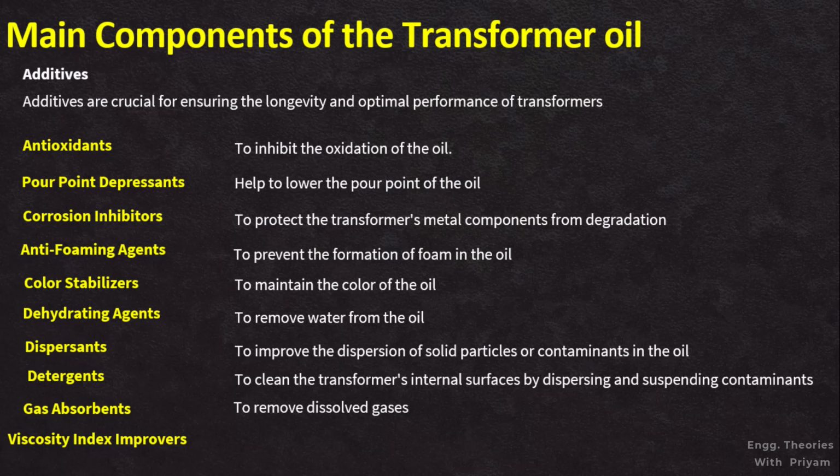Viscosity index improvers. Viscosity index improvers are added to stabilize the viscosity of the oil over a wide range of temperature, ensuring consistent performance in varying environmental conditions. The next element found in the transformer oil are the dissolved gases. Transformer oil can also contain dissolved gases such as nitrogen, oxygen, methane. Monitoring the levels of these gases is crucial for assessing the health and condition of the transformer.